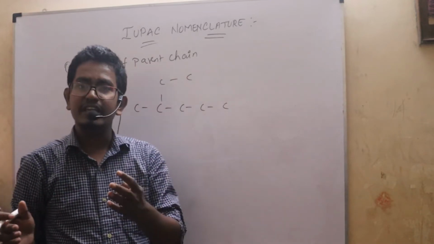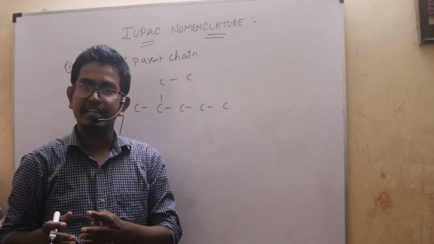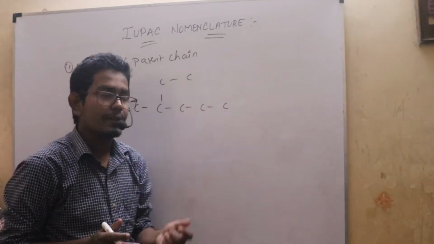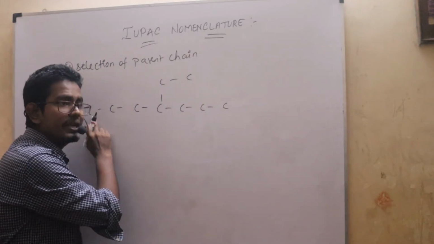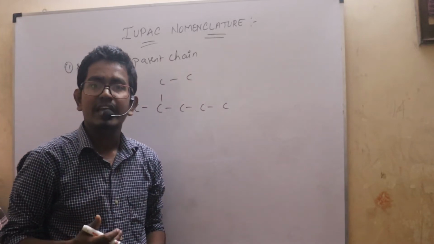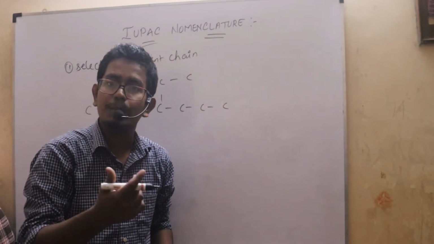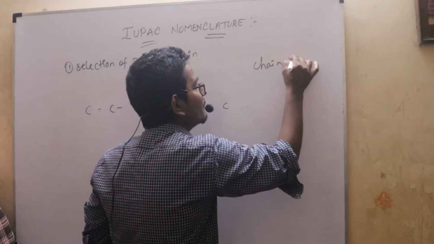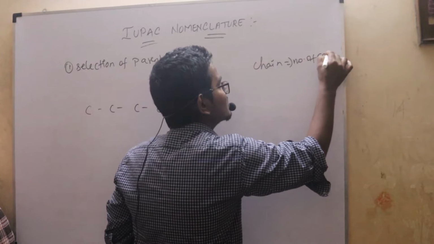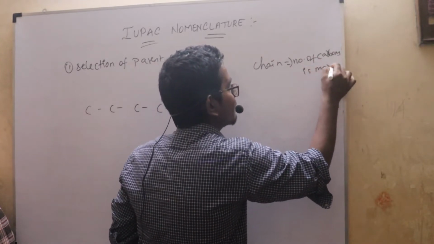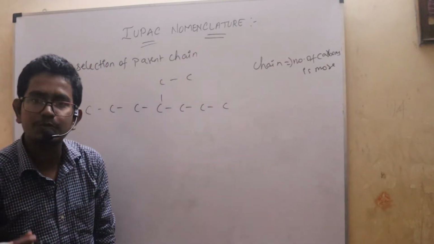Whenever we are taking a group, a branch, or a chain, whenever I am taking a carbon chain, I have to see in which chain the number of carbons is more, and that chain will be known as the parent chain.